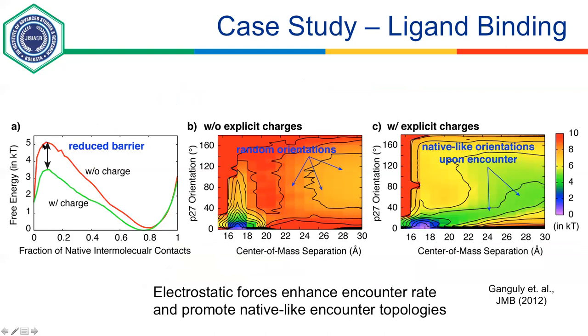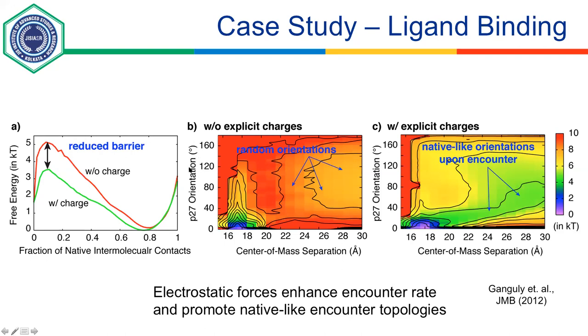Here, the x-axis is the intermolecular contacts, which define binding. That means more contacts means better binding, and binding means lower free energy change. So here, the free energy barrier is huge. W/O means without charge. W/ charge is with charge. When we have charged amino acids present, the free energy barrier is much lower compared to when we have amino acids replaced by neutral amino acids. So here, actually what I did, I mutated the charged amino acids to neutral amino acids to check the role of charges. See, it reduces the free energy barrier and it samples a lot of randomly oriented conformations.